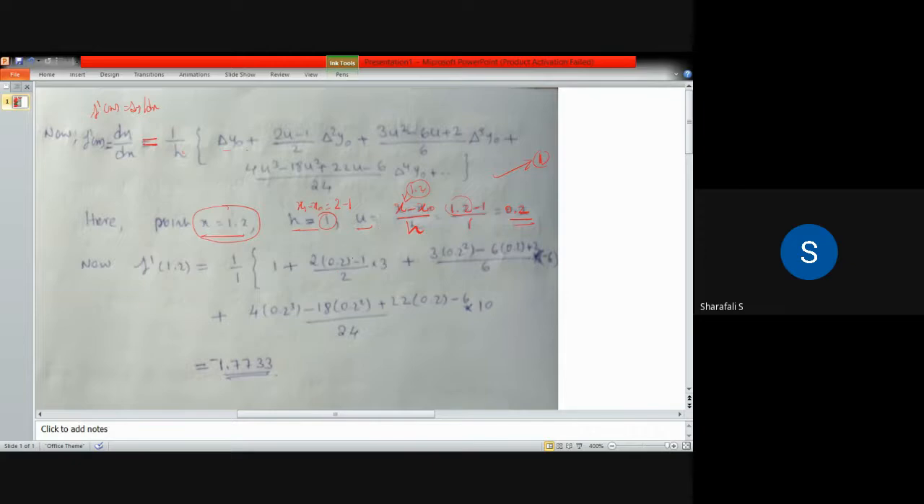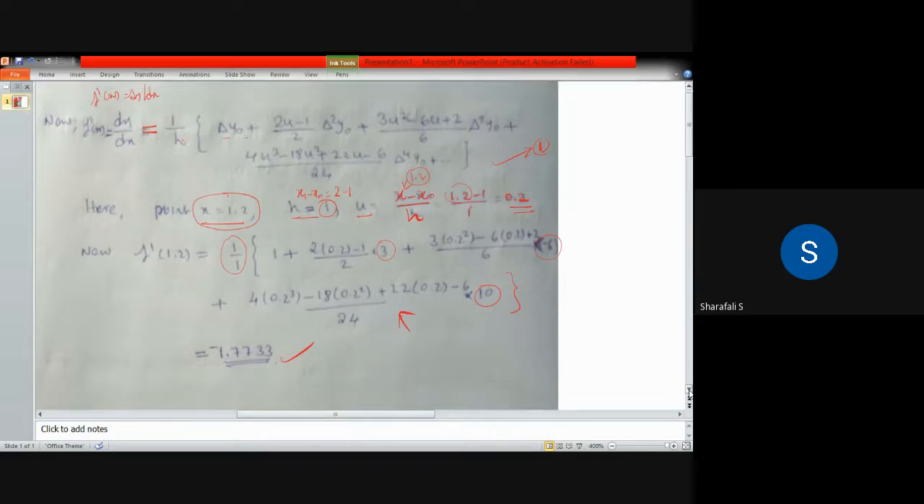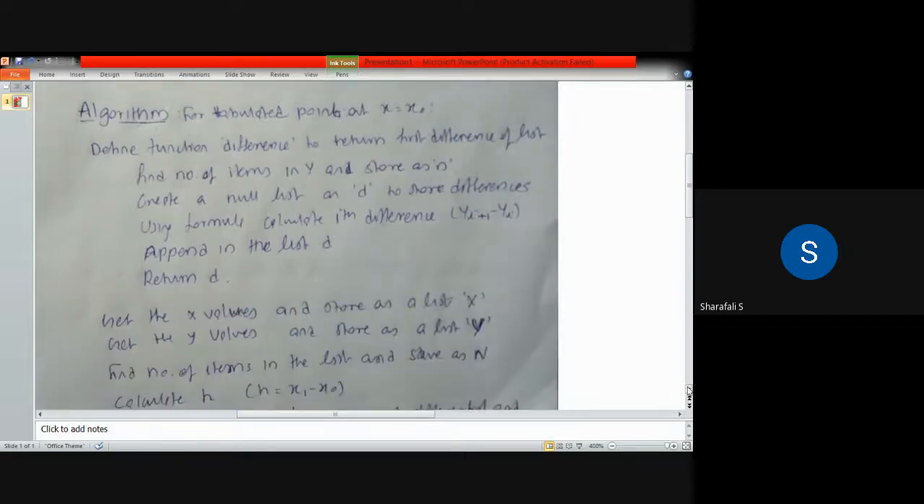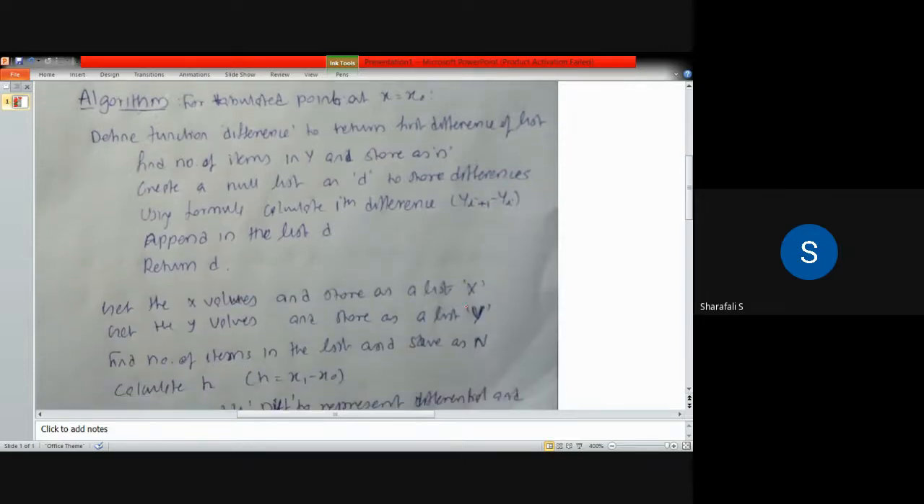Okay, and you substitute those values in this equation for u, and you already know what is delta y0, delta square y0, delta cube y0, all those values, and you substitute those values here, and then you can find out the equation. You are having 1 by h also here. So then finally you will get minus 1.7733 as your answer. Okay. So how can we write the algorithm for this particular numerical differentiation method?